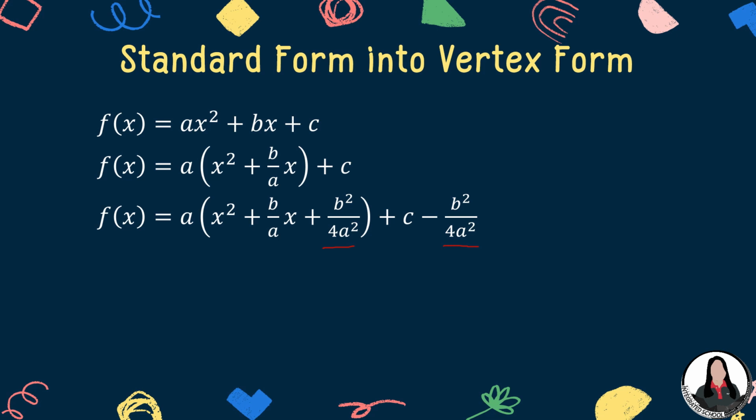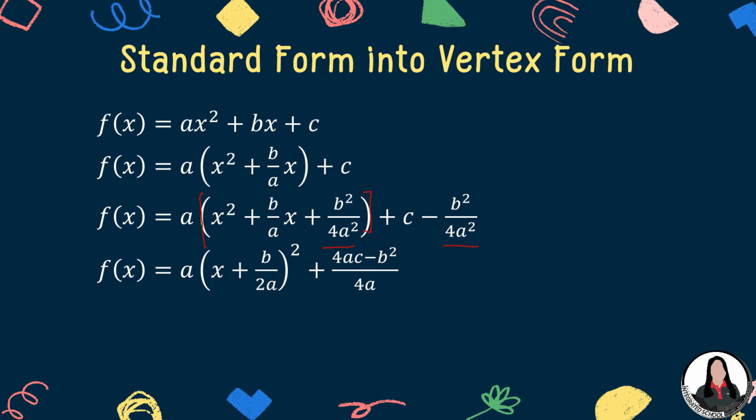Okay? And then, we have to factor the perfect square trinomial and simplify the last two terms. Okay? So, we have factored out this perfect square. Ito yung perfect square trinomial kasi. So, it became x plus b over 2a quantity squared. And then, of course, yung a nasa labas pa rin. And then, we have added. Okay, so pinag-combine naman natin itong c minus b squared all over 4a. So, it became 4ac minus b squared all over 4a. So, which gives us a new form of f of x equals a multiplied by the quantity x plus b over 2a quantity squared plus 4ac minus b squared all over 4a.